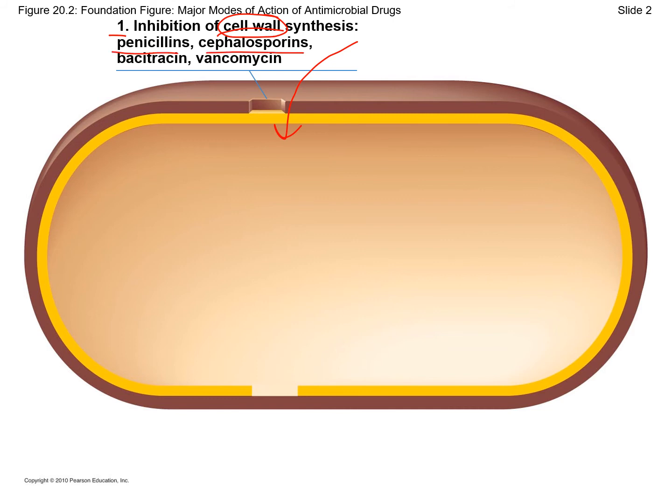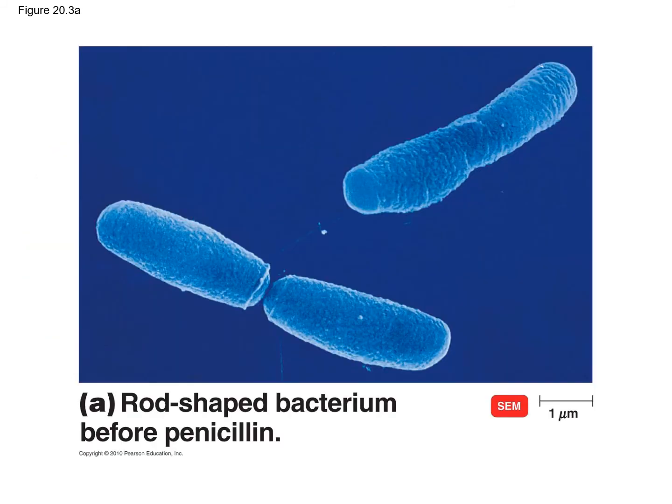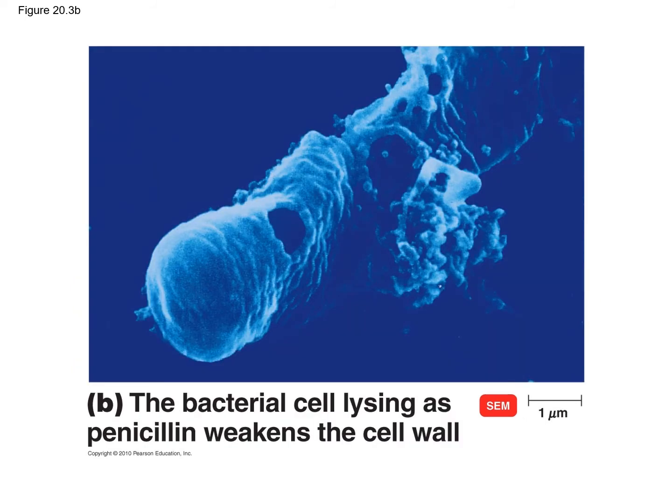Penicillins, cephalosporins, bacitracin, and vancomycin kill the bacteria in this way. They weaken the cell wall, so then the bacteria begin to rupture due to osmotic pressure. This is an example of a rod-shaped bacterium, which would be a bacillus, in a hypotonic environment before adding penicillin. And this shows the bacterial cell lysing because the penicillin has weakened the cell wall. Osmotic pressure has increased inside the cell and has resulted in lysis. And of course, this is killing the cell.